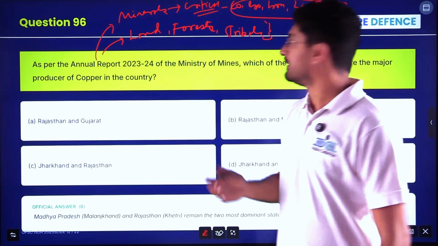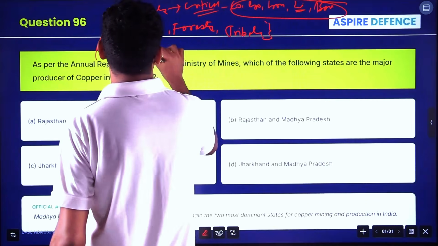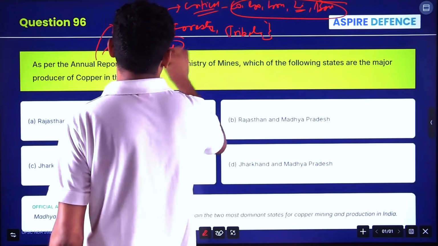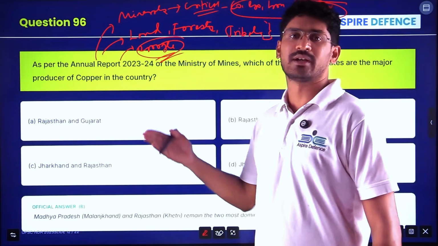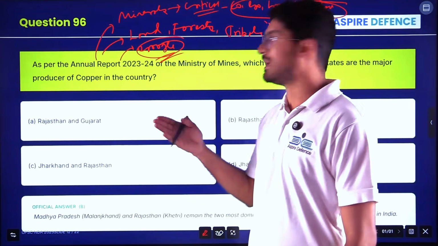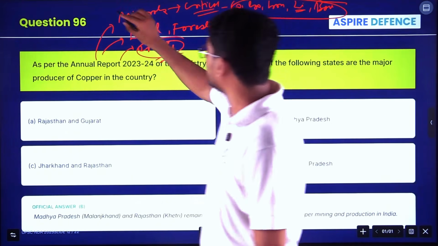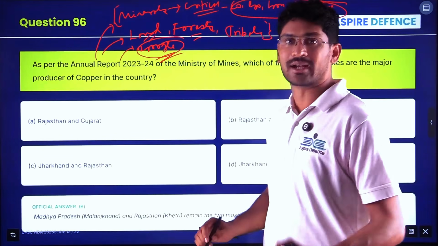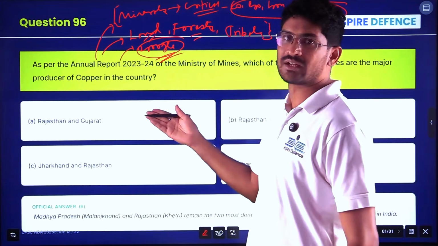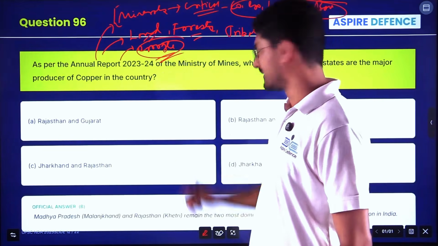So just Google the reports, important reports that have been in the news, and see which are the important states, which are the important minerals that are mined in the states, with respect to land, with respect to forest, with respect to agricultural land. All these questions will come every year in the examination.